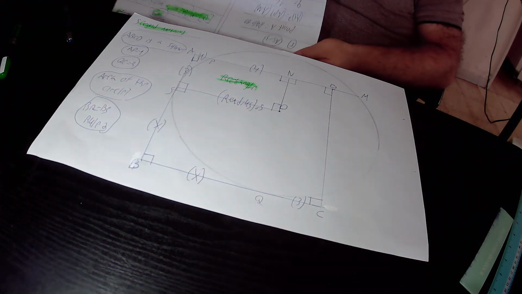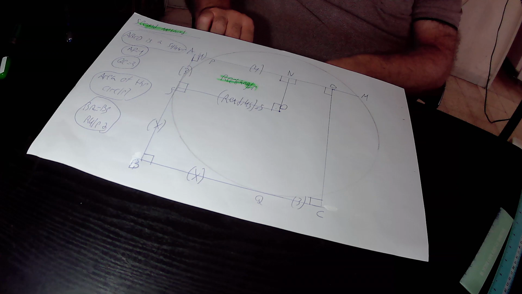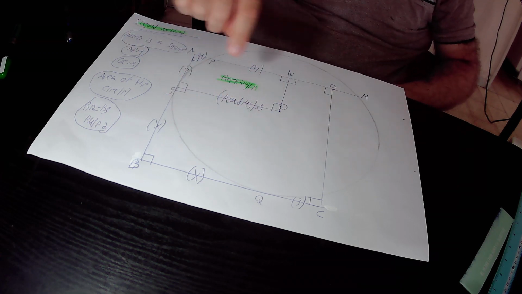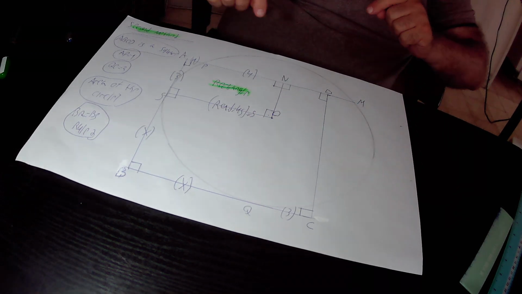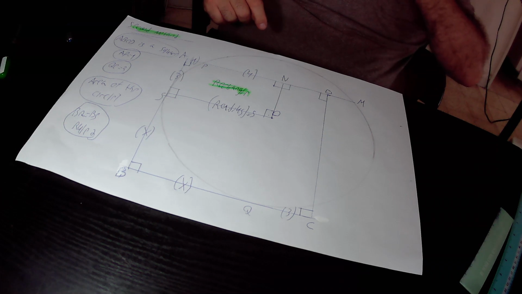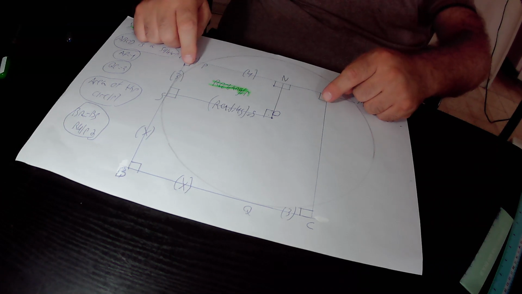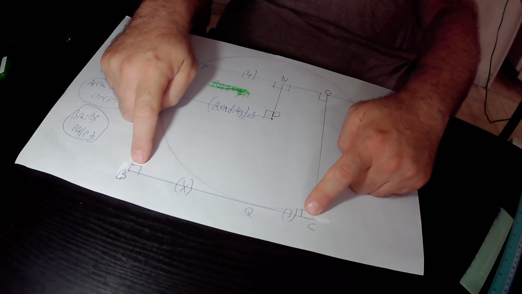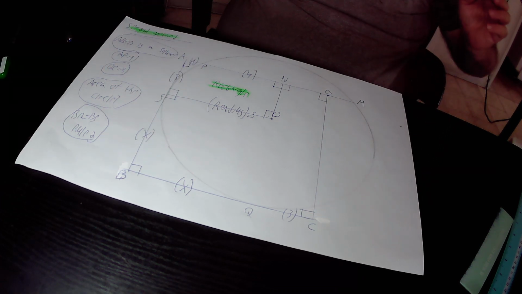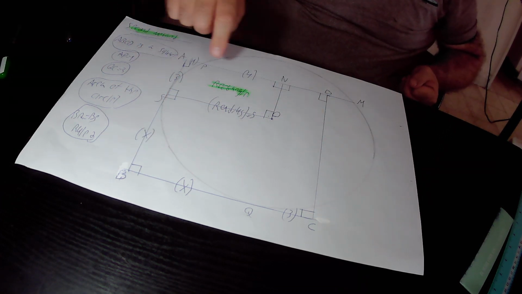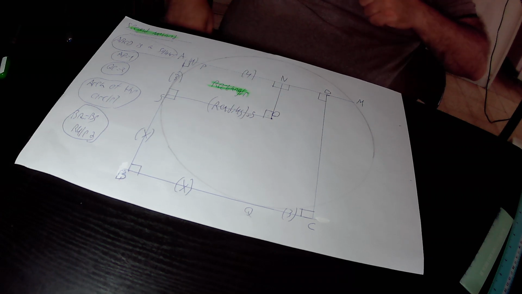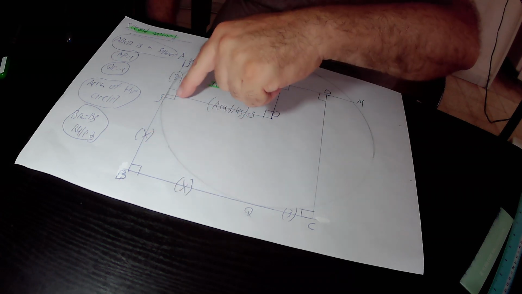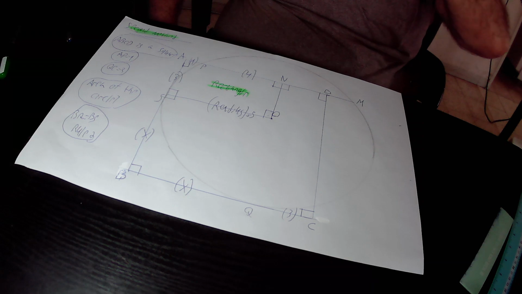So first of all, because ABCD is a square, all of its 4 angles are right angles. So all those 4 angles inside square ABCD are right angles. In the next step, we define the center of this circle. This point is point O. We define the point of tangency of tangent AB with this circle. This point is point S.